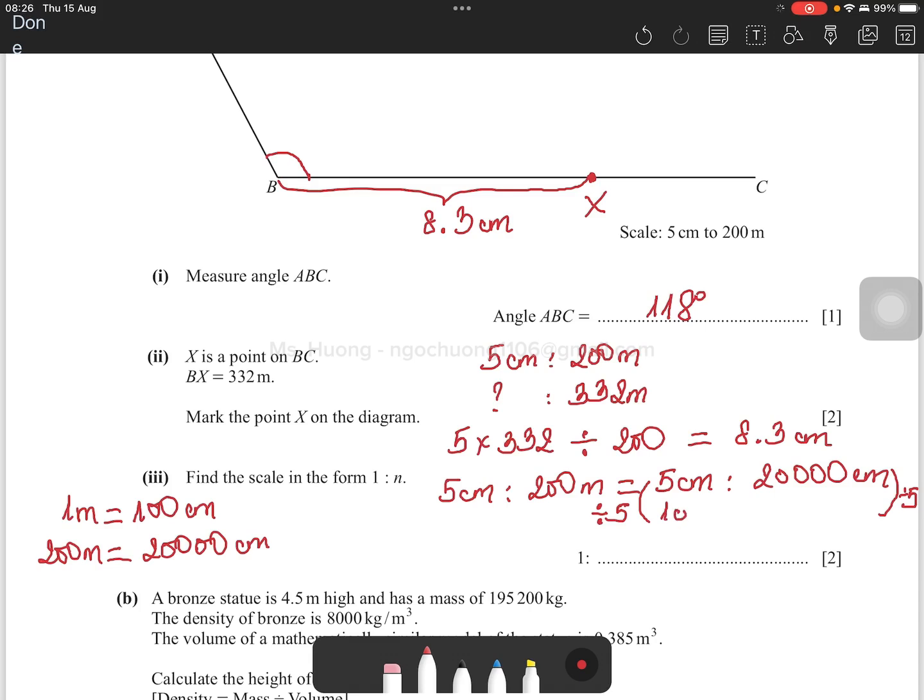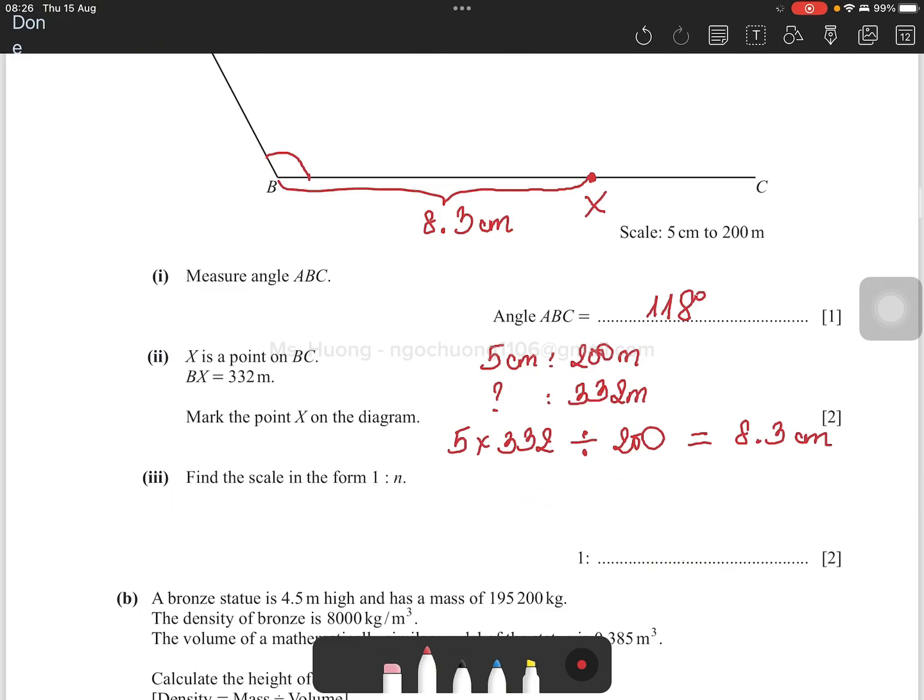So 5 divided by 5 is 1 centimeter. 20,000 divided by 5 is 4,000 centimeters. So the answer is 1 to 4,000. This is the scale.